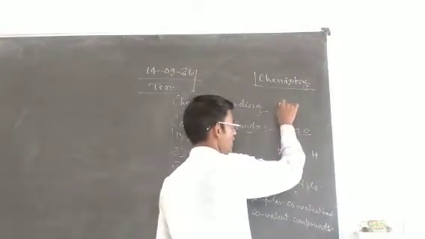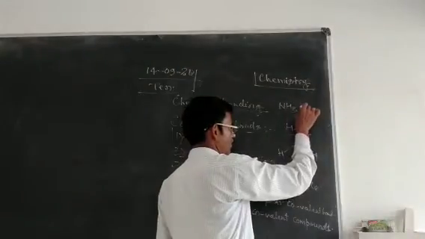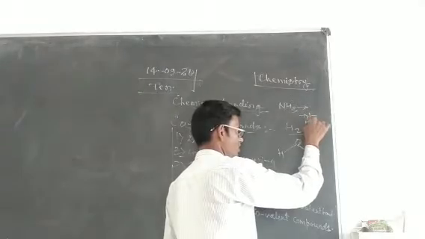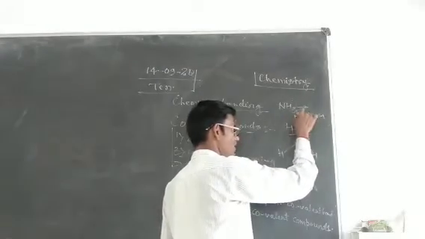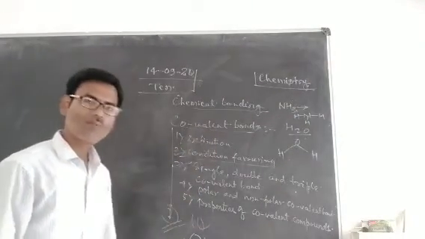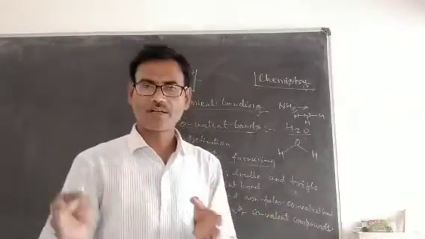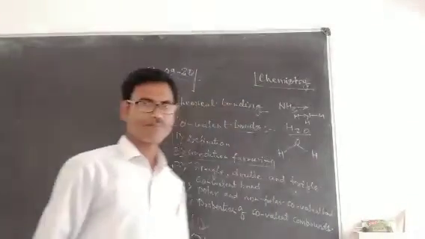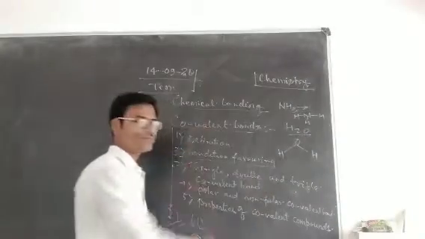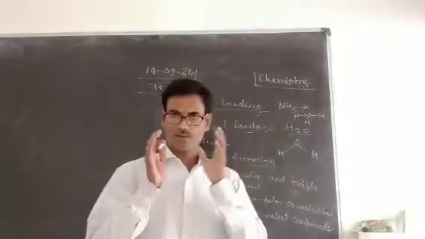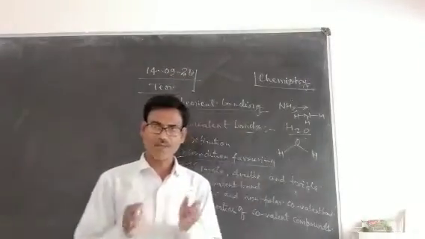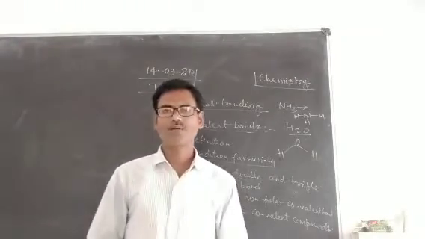Similarly, in ammonia, three atoms of hydrogen are linked with the central nitrogen atom by single covalent bonds. There are many more molecules in which the atoms are linked by only single covalent bonds. Next, double covalent bond. A covalent bond formed by sharing of two pairs of electrons between atoms is called a double covalent bond.